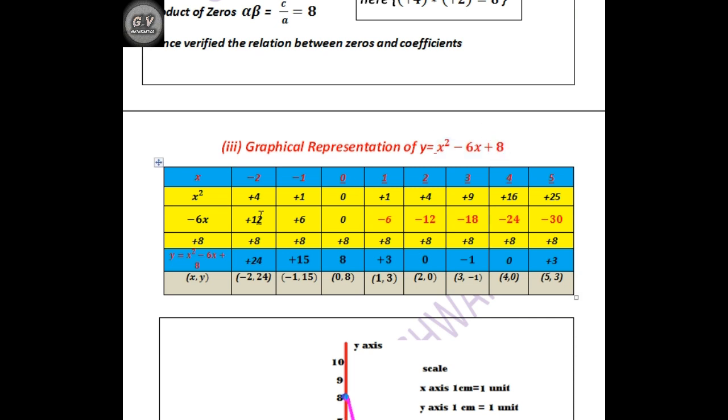Next, what is the remaining term? 8. Here in the third row, which indicates the values of 8. No change in 8. Sum of all these three terms, x square minus 6x plus 8, is equal to y. So y is equal to x square minus 6x plus 8.